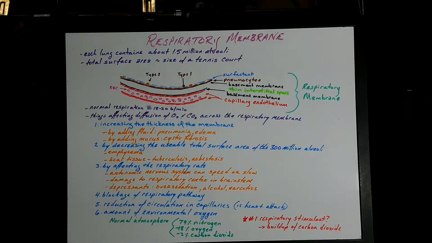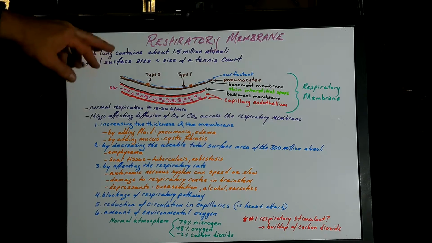Okay, we're going to look at the respiratory membrane now. This would be at the bottom of one of those alveolar sacs. Each lung contains about 1.5 million of these little grape-like sacs. And if we took them all and ironed them all out in both lungs, it would cover like an entire tennis court. So I think I told you that before, but that'll give you an idea of the surface area that you have per breath.